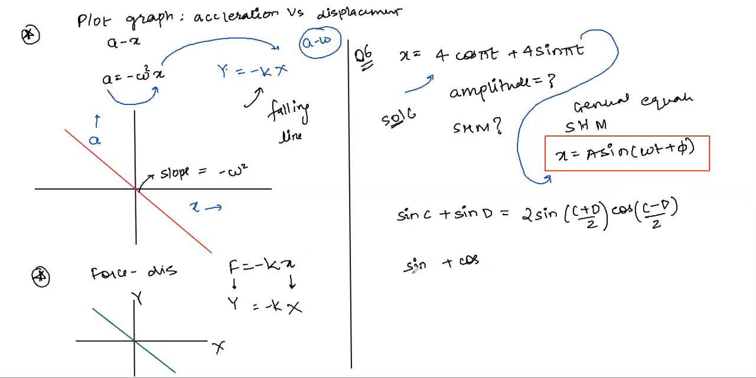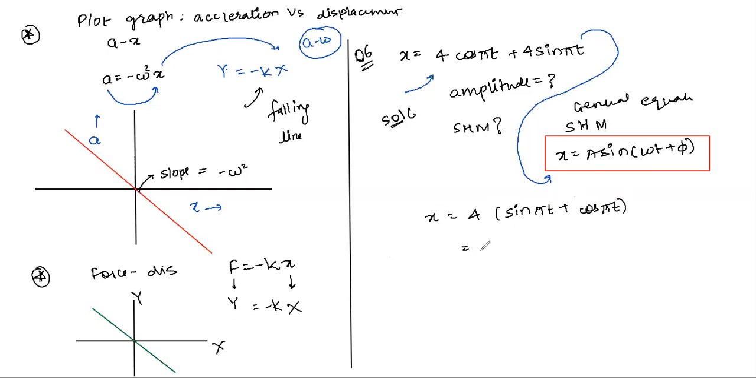Okay, so now let us write it down and understand how we will solve such cases. Class, what we do in such cases is we write it this way: x is equal to 4, suppose we have sine pi t plus cos pi t. I will multiply and divide by root 2. Why root 2? I'll tell you in a short while. Then take this root 2 inside.